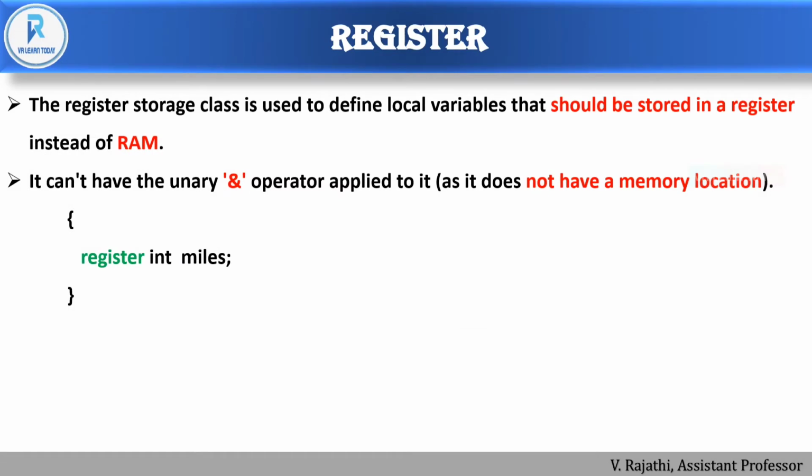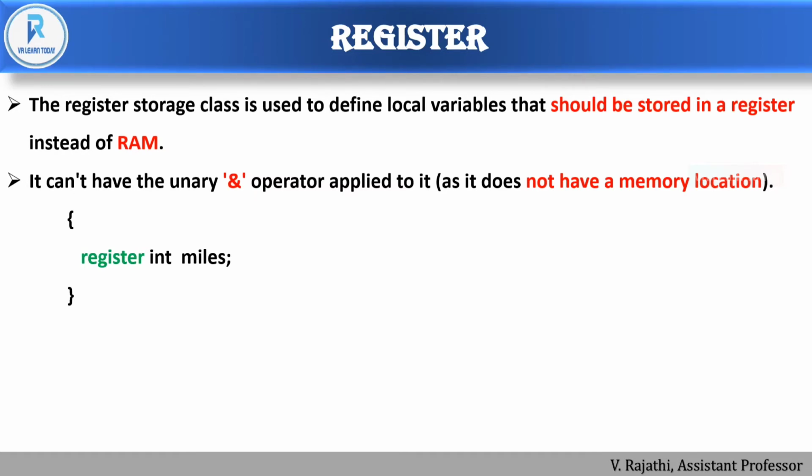Next is register. The register storage class is used to define local variables that should be stored in a register instead of memory. Normally every variable is stored in RAM. But if you use the register keyword for declaring a variable, that particular variable is stored in a register instead of RAM. So it cannot have the unary operator ampersand, the address operator, applied to it, as it does not have a memory location. This is the syntax and this is the example. Register is a keyword, int is a data type, and miles is a variable name.